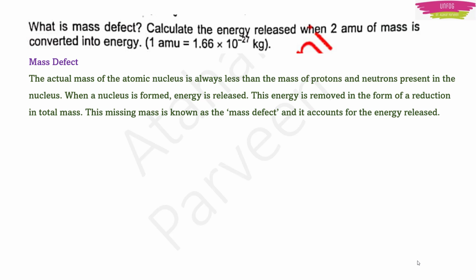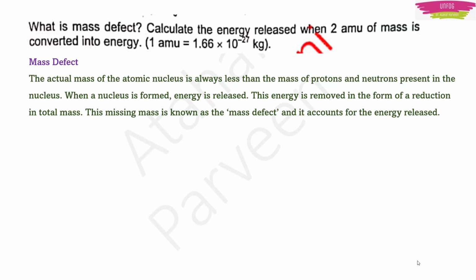So mass defect means actually in one atomic nucleus, the actual mass of that atomic nucleus is always less than the total mass of proton and neutron, which are present in the nucleus. When nucleus is formed, energy is released. This energy is removed in the form of reduction in total mass. Now there is some missing mass, right?